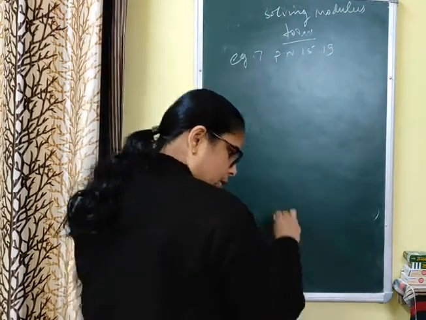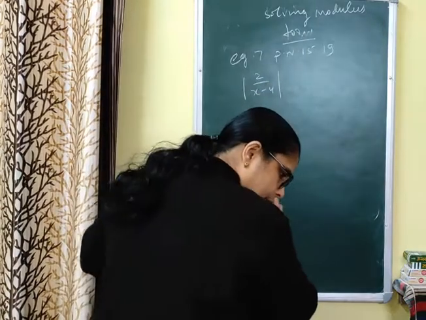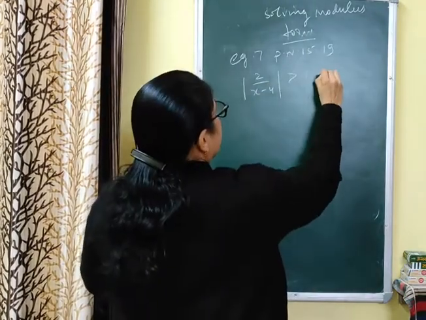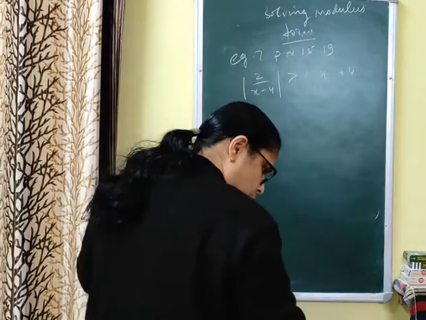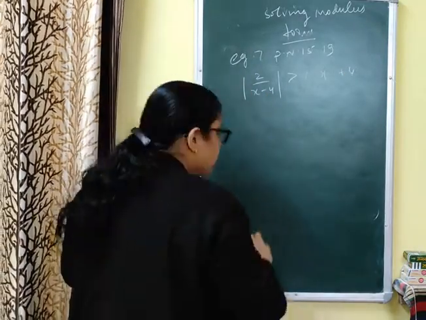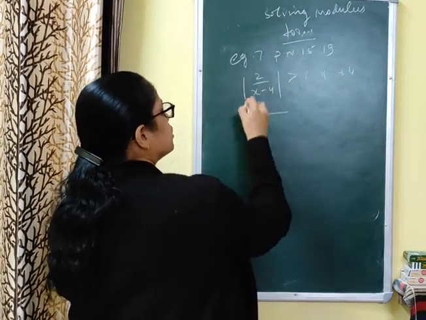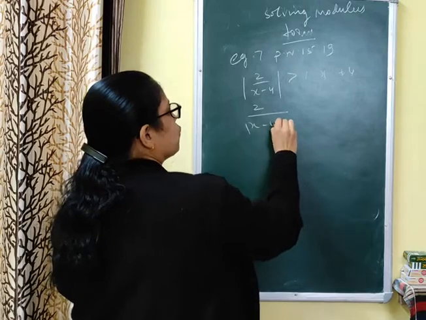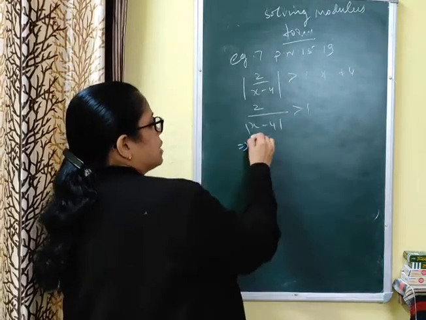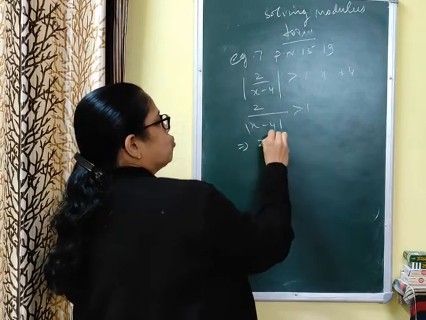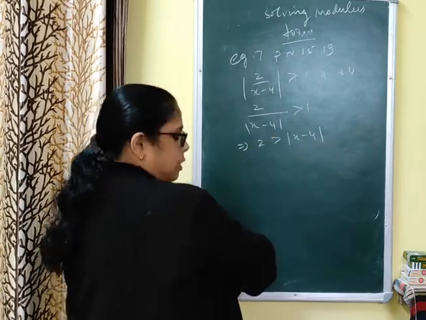Solve the linear inequality |2| by (x minus 4) greater than 1, x not equal to 4. That is, if x equals 4, it becomes not defined. Now what will we do with this? |2| is 2 itself. We have to take, this is a constant, |x minus 4| greater than 1. Now by cross multiplication, this is a constant, that is 2 greater than |x minus 4|. We multiplied because it is |x minus 4|.